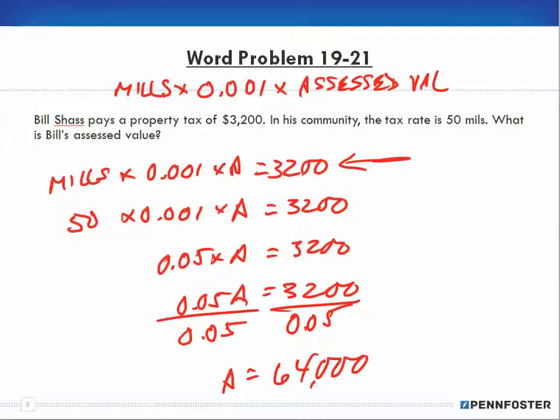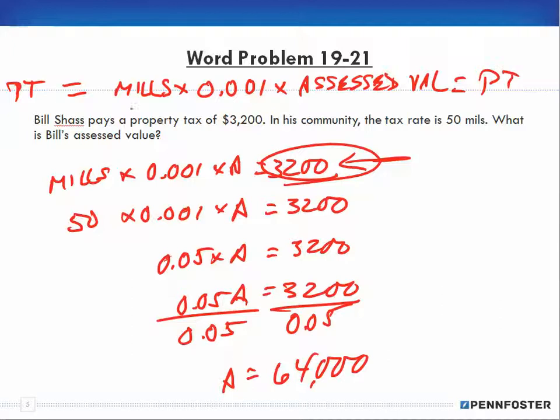Well, here you know what the property tax is, right? So remember, property tax is equal to this. All I'm doing is manipulating this. So this here is my property tax, there's my mils, there's my 0.001, and I'm looking for my assessed value right here. So all I did was plug the variables into the equation and then solve for what I was looking for, which was the assessed value.